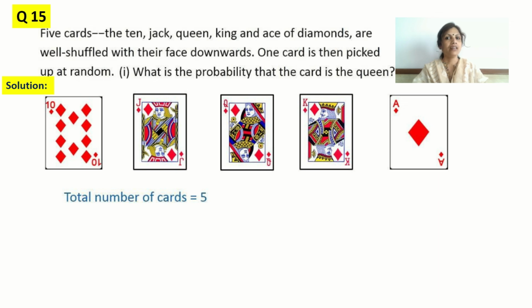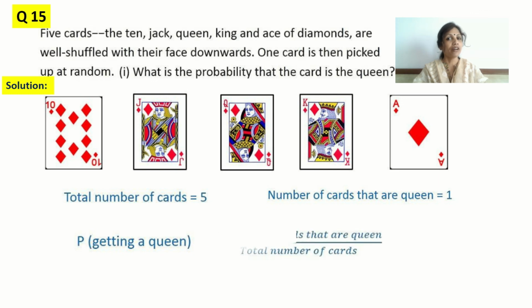So number of cards that are Queen in the given data is only 1. So finding the probability is very simple. So probability of getting a Queen is equal to number of cards that are Queen upon total number of cards. So number of cards that are Queen is only 1 card. So 1 upon 5 is the probability of getting a Queen. Alright.